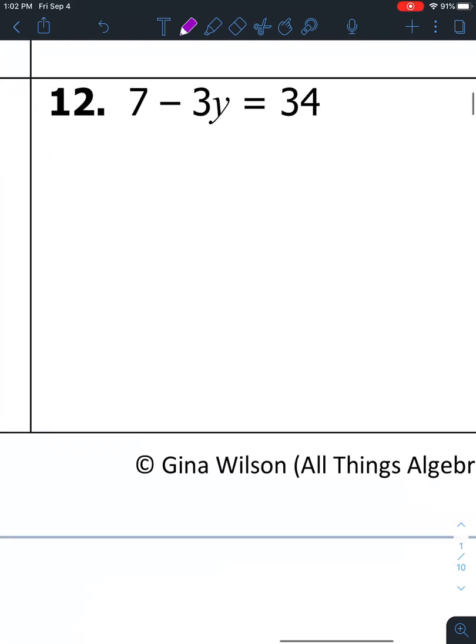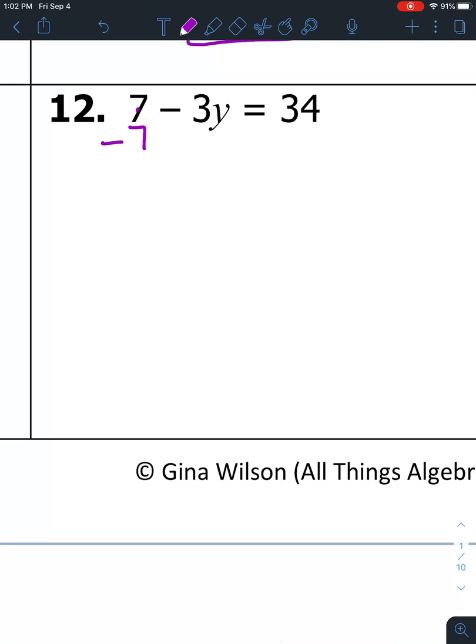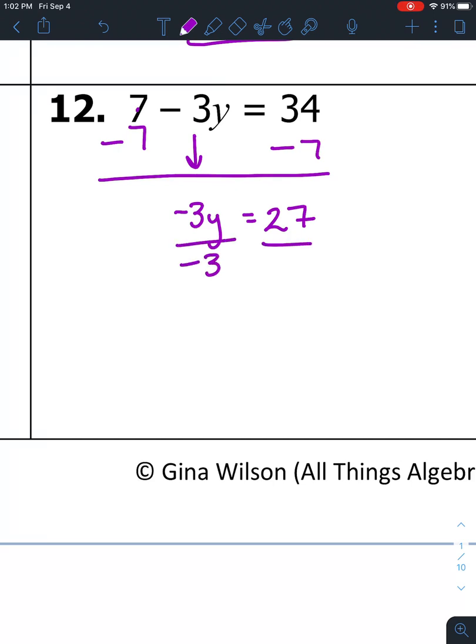Let's try 12. So 12 is a little bit different. We see our 7 here. The number in front, or the sign in front, is a positive if there's nothing there. So the opposite of plus 7 is minus 7. So I'm going to bring down my negative 3y equals 34 minus 7 is going to give you 27. Now I'm going to divide both sides by negative 3. So that gives me y equals negative 9. Make sure you bring all your signs with you. Do not forget negatives. Negatives are how you get problems wrong.